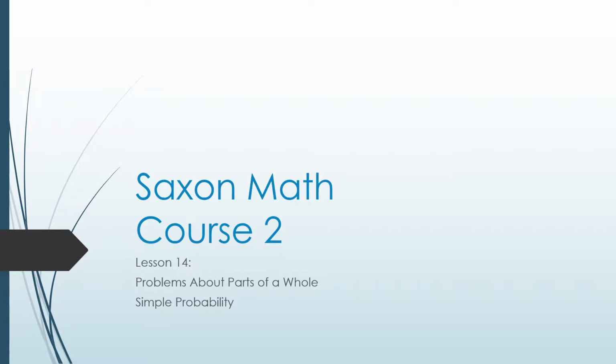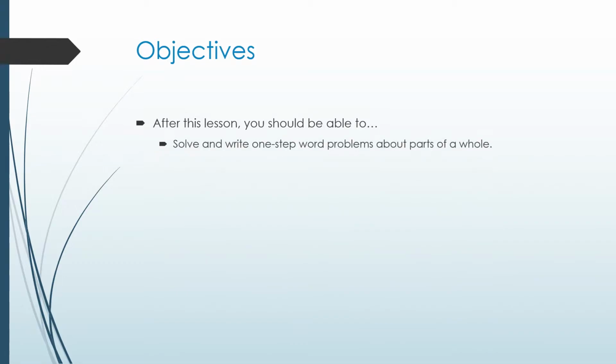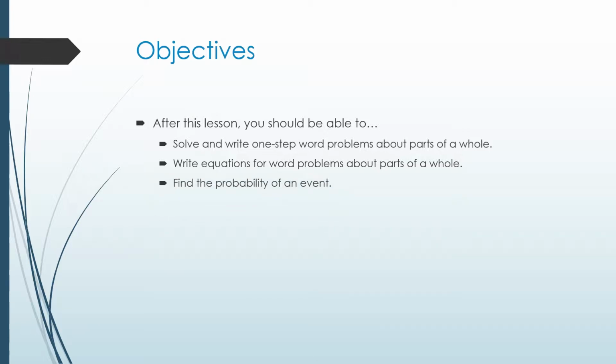Today we're doing Lesson 14, which is all about problems about parts of a whole and simple probability. Our objectives for today: after this lesson you should be able to solve and write one-step word problems about parts of a whole, write equations for word problems about parts of a whole, and find the probability of an event.